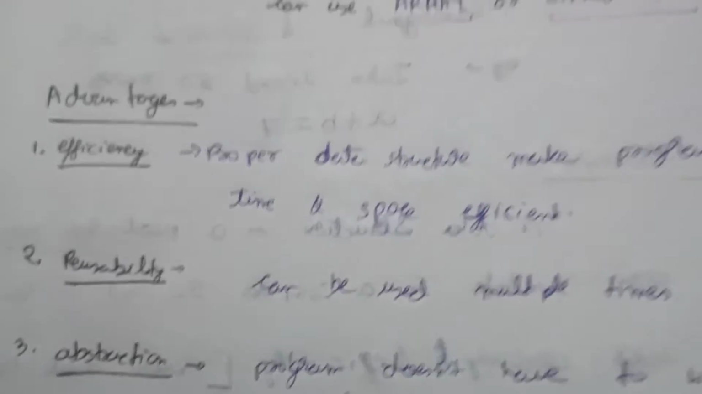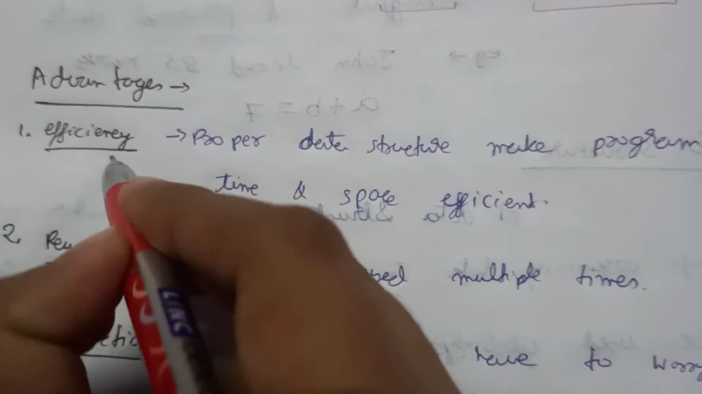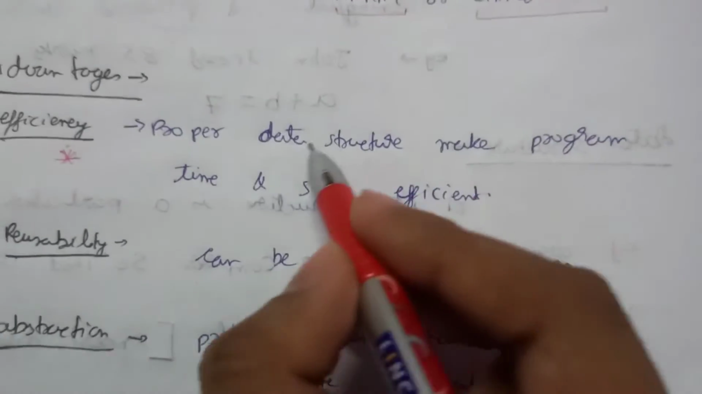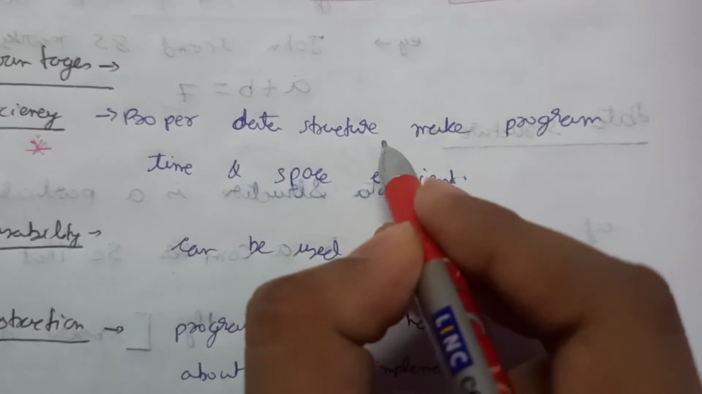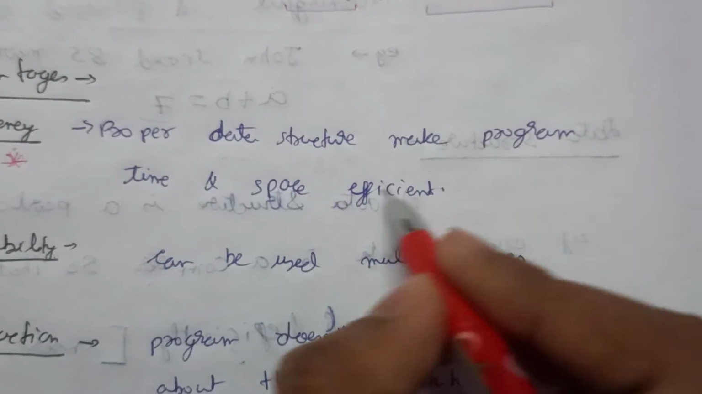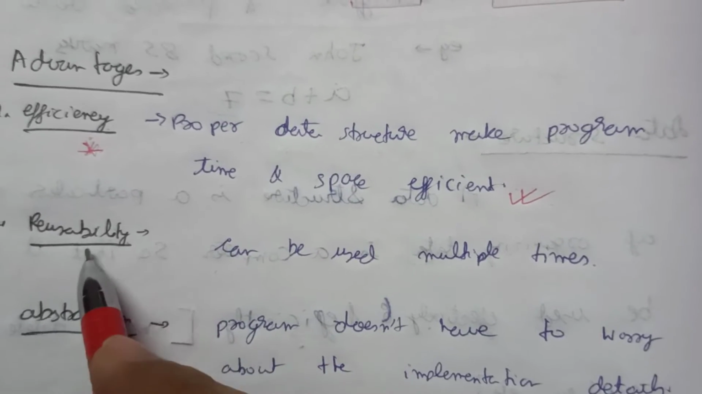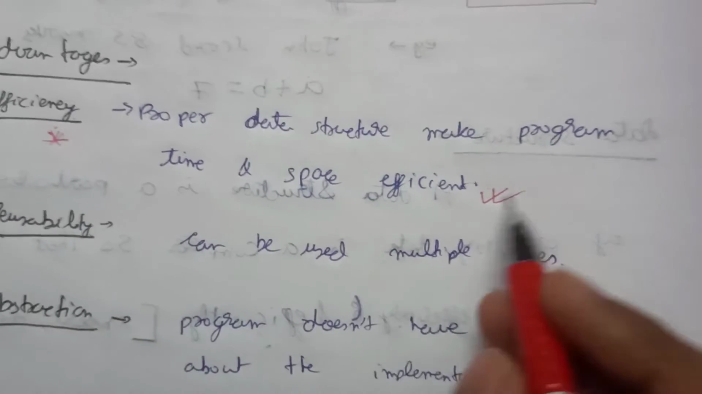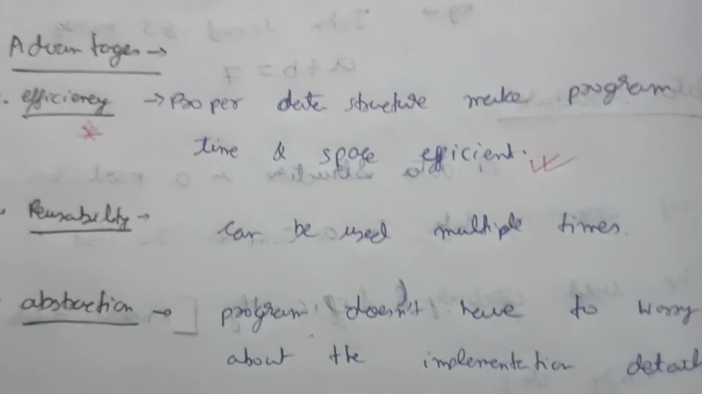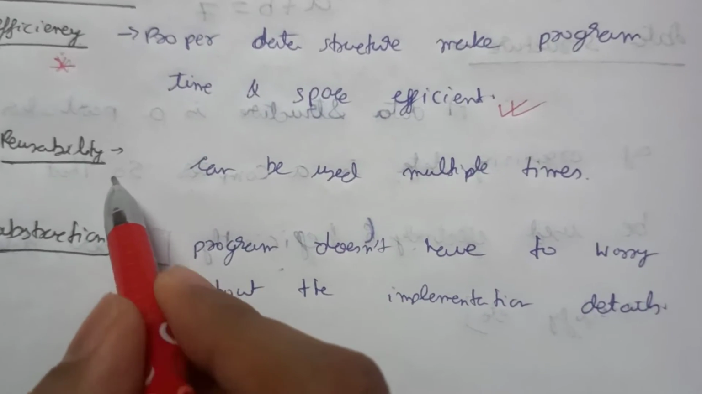Now let's check what the advantages are. As I've already explained before, efficiency is the main advantage of data structure. Proper data structure can make a program time and space efficient. The next is reusability. We can use a data structure multiple times. Once we have implemented it, we can use it multiple times. That is the reusability advantage.